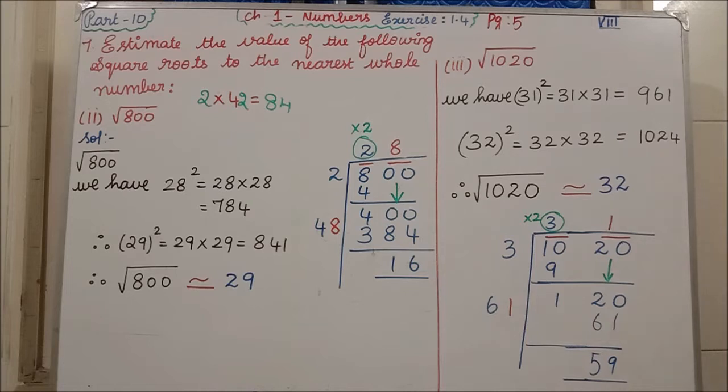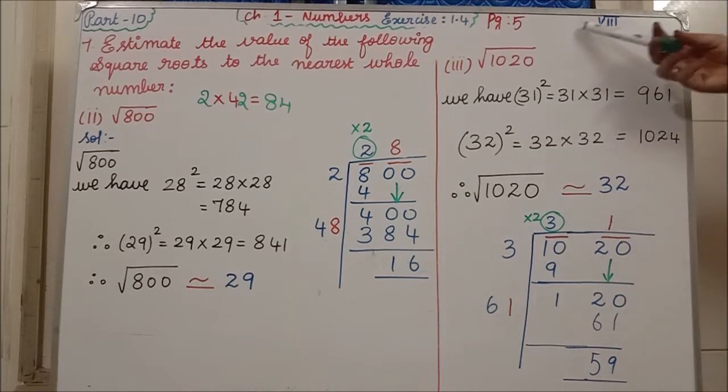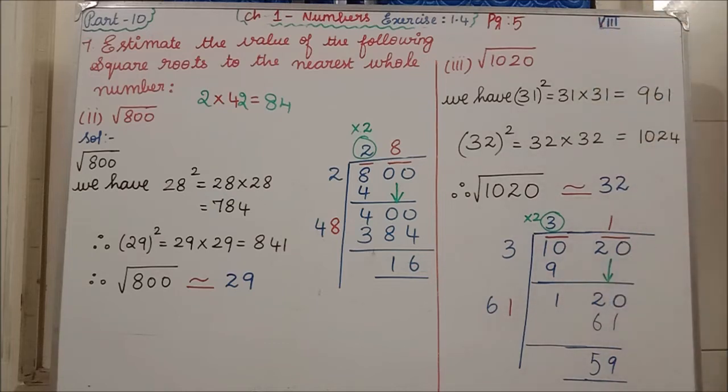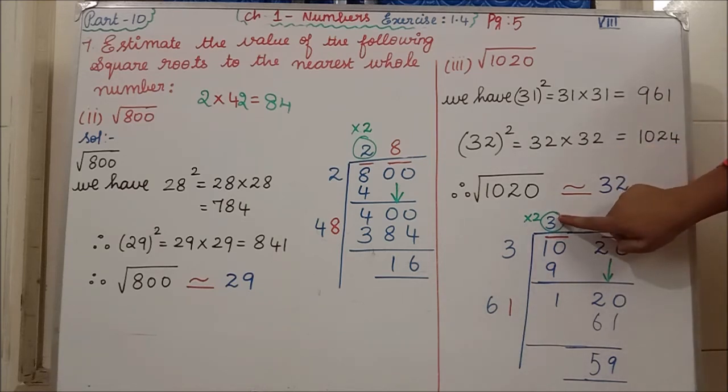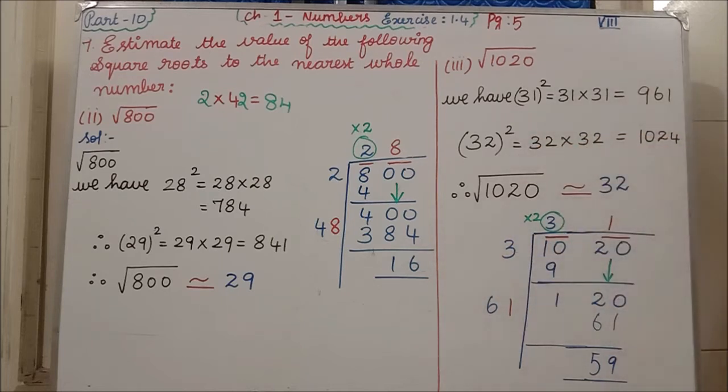Okay, for the 1020 we have to do the long division first. We have to find the square root by long division. From the last we have to group two numbers: 20, then 10. What number are you writing here? The same number, here also you have to write.